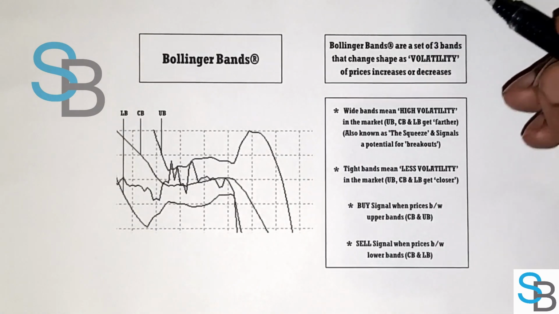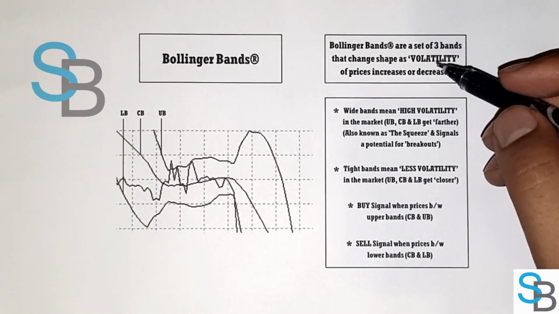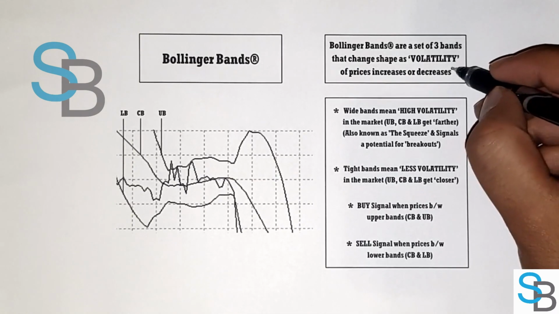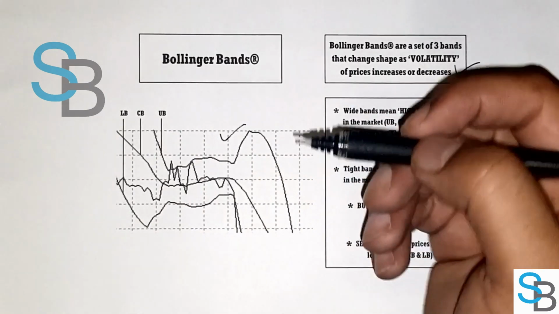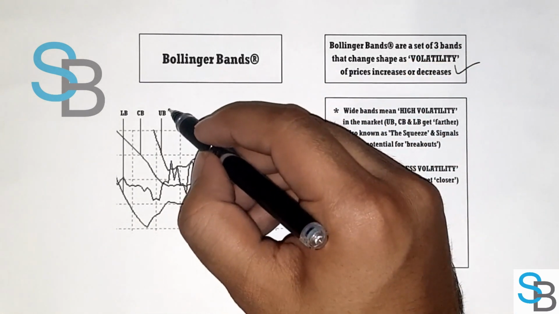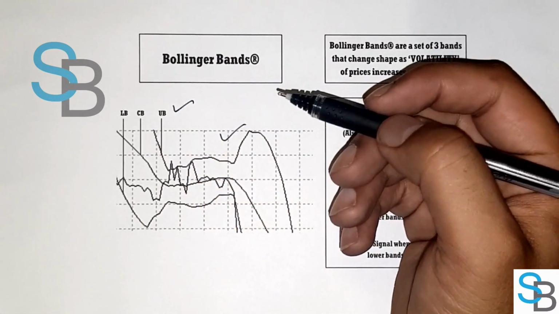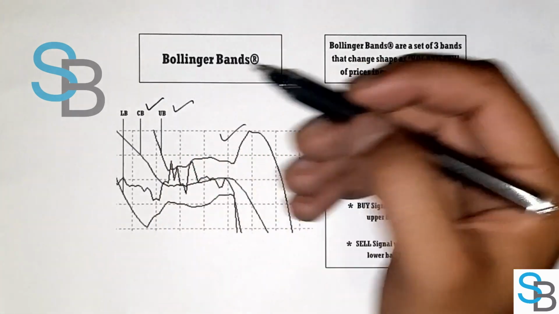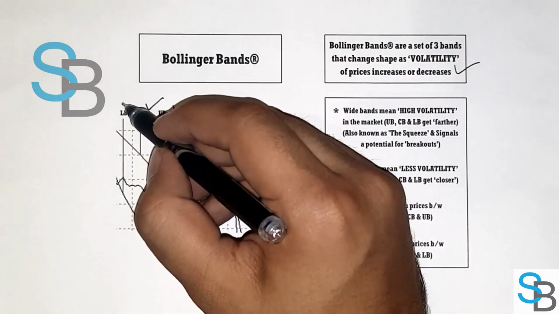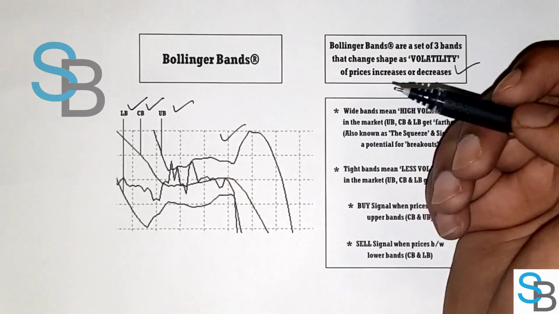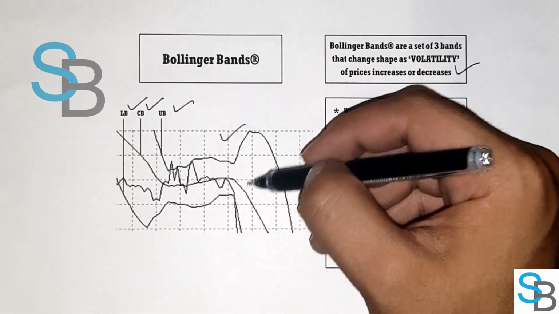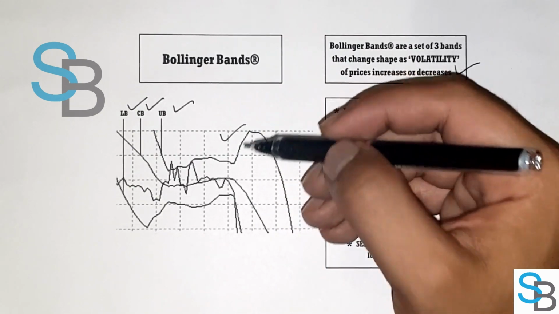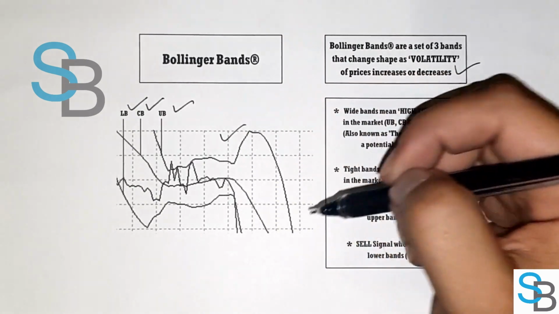Bollinger Bands are a set of 3 bands that change shape as volatility of prices increases or decreases. As you can see on the chart, these 3 bands, the first one called the upper band or UB, the second one called the central band or CB, and the third one called the lower band or LB. These bands are tightening or squeezing in shape on the chart depending on the volatility of the prices.